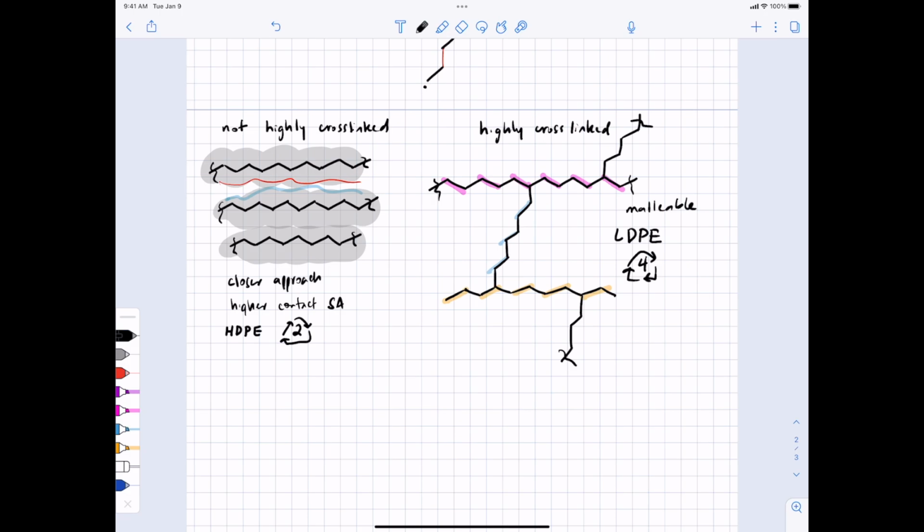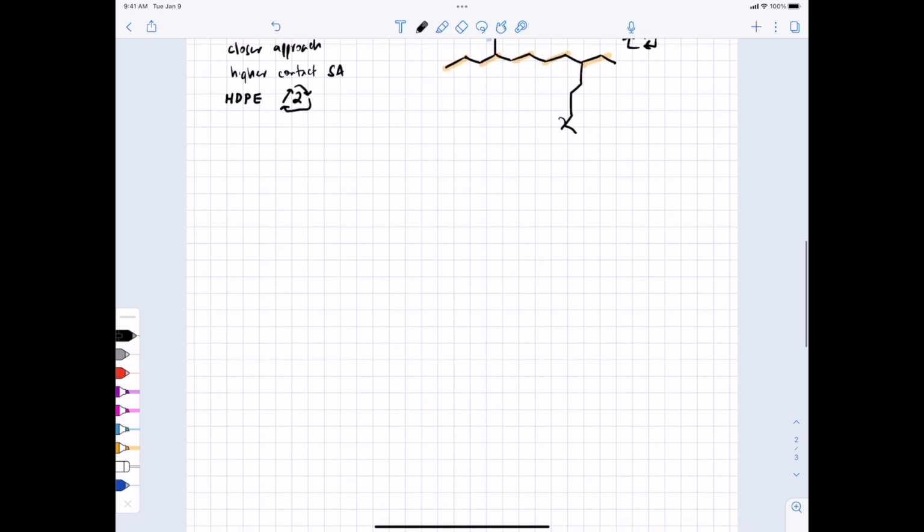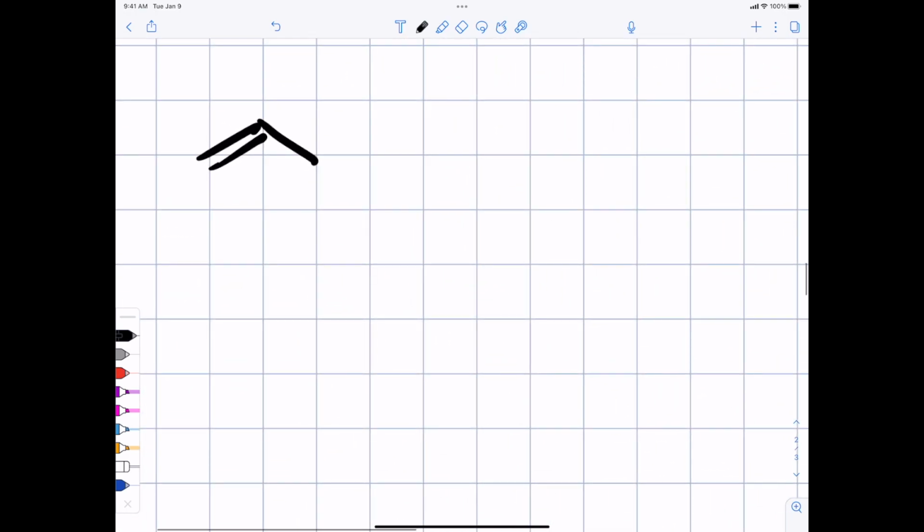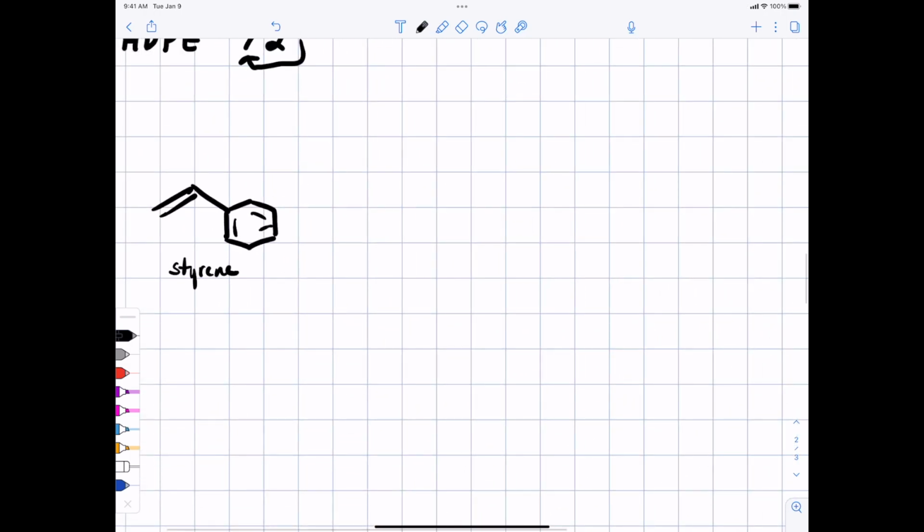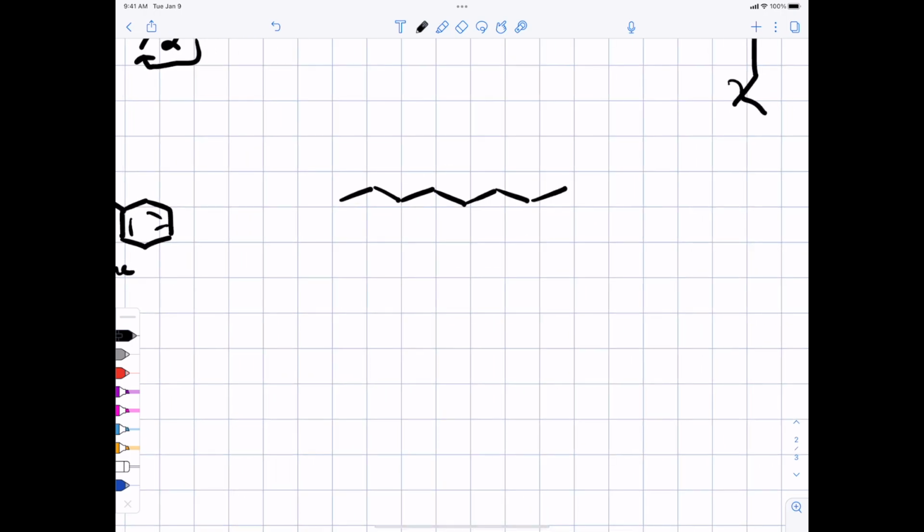Okay. So let's deal with some other polymers that you might encounter. The double bond that has a benzene ring or a phenyl group on it is called styrene. And therefore, the polymer that you get from linking two carbons with a phenyl group on them is called polystyrene.